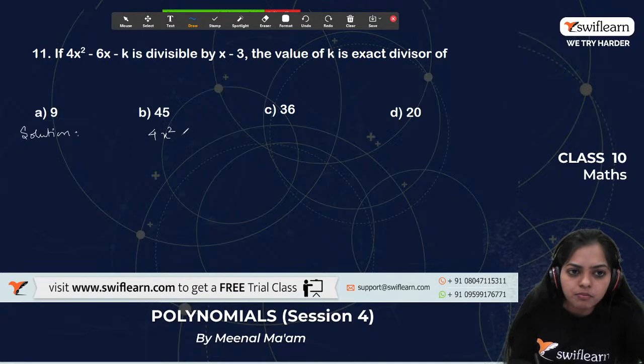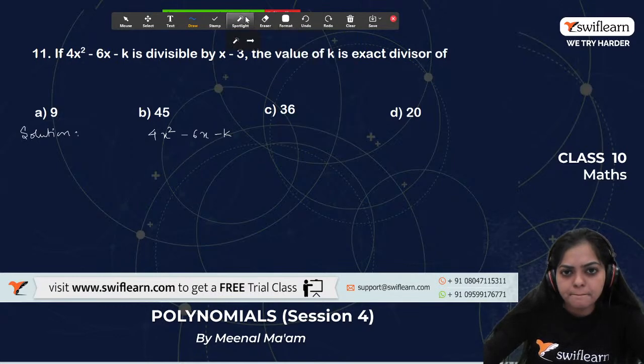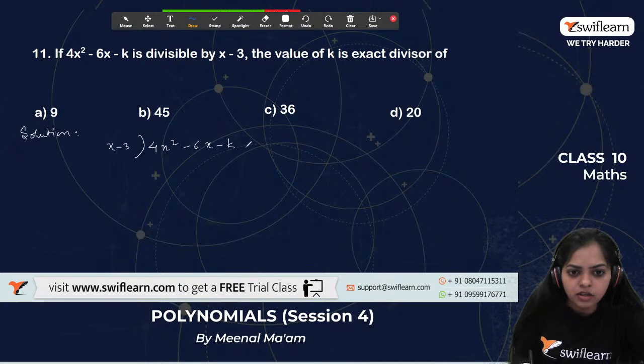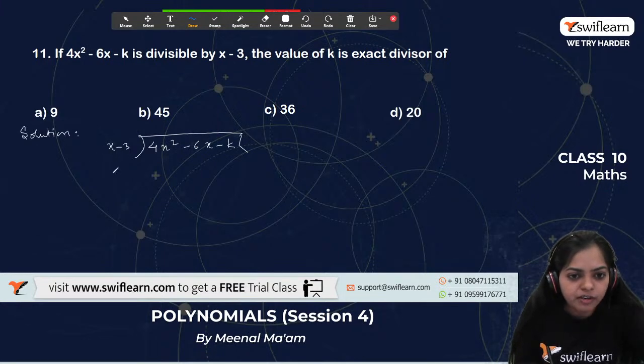So 4x square minus 6x minus k. First I have to divide this by x minus 3. What do I have to multiply to make it 4x square? I have to multiply by 4x. So 4x square, then minus 3 into 4x means minus 12x. Subtract this and this. This cancels, and we are left with 6x minus k.